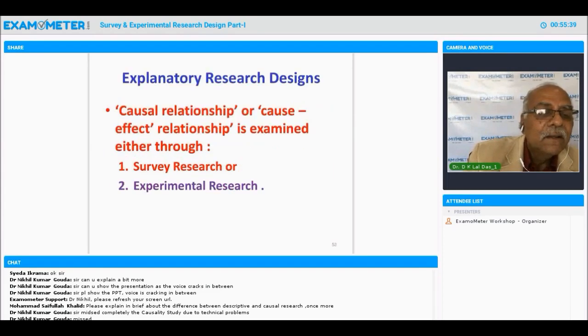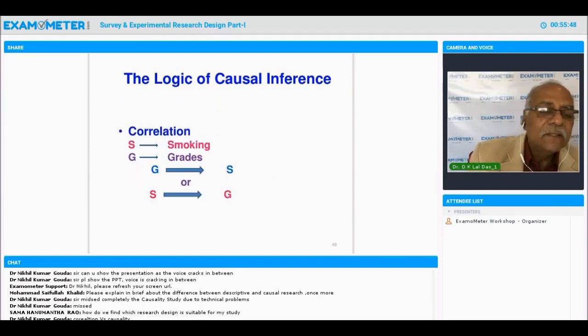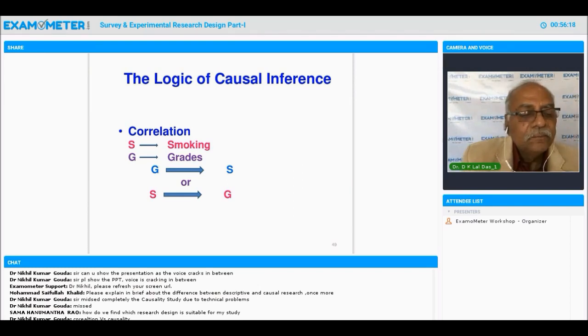Dr. Nikhil wanted to go over correlation and causality, that part. This is where we started. First, you have to understand what correlation is, because many people are confused between correlation and causality. Correlation is nothing but a relation, saying that when X changes, Y also changes. An example I have given you is the correlation established between academic performance, grade, and smoking behavior. This is called correlation. Two variables, you examine the relation.